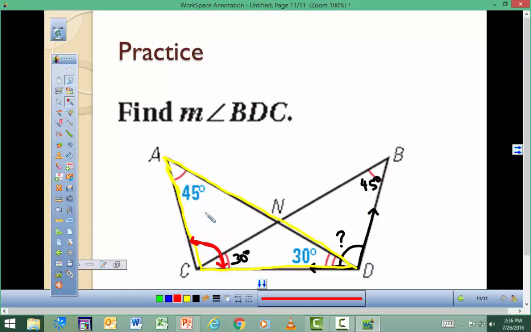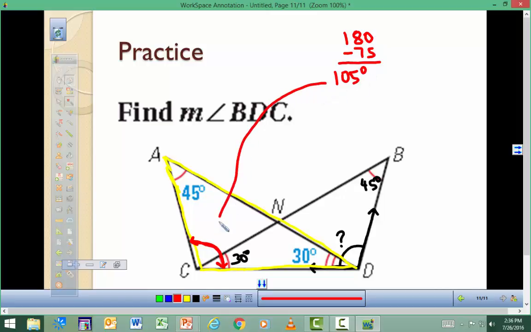because we know two of the angles already. And we know that they have to add up to be 180. So let's just add those two together. I get 75. Now let's just subtract, and we can find out this big angle right here. And so that looks like to me it's going to be 105 degrees. Okay, that's this angle right here.